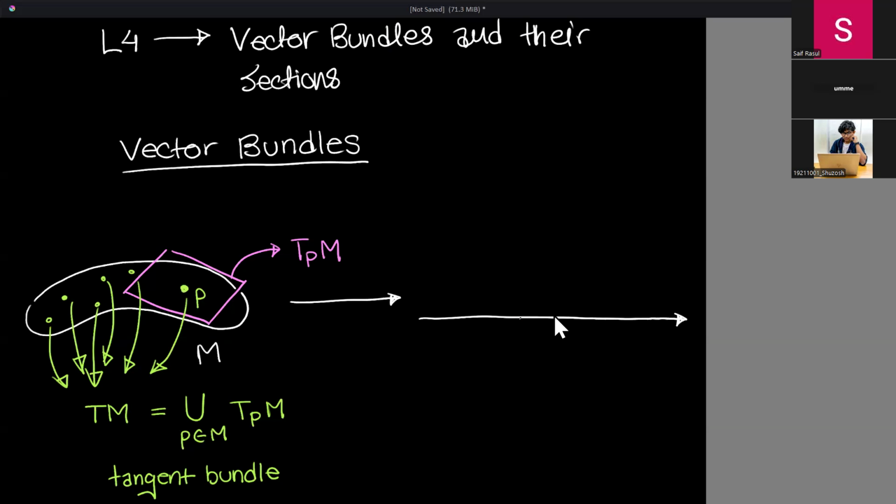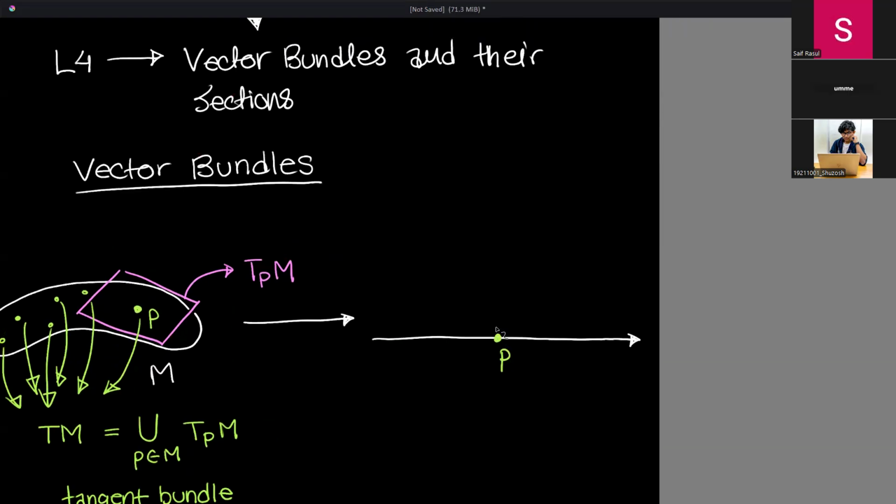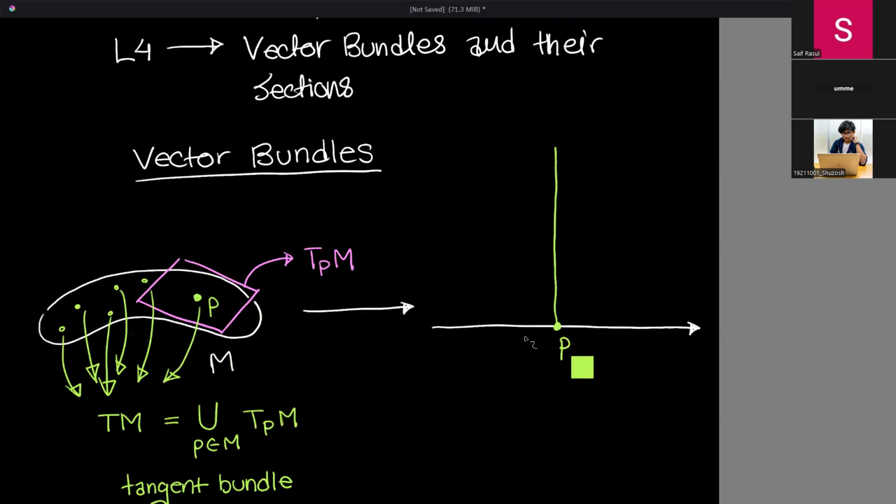So think of, let me put that in the same color that I had it before. So let's put it in P. So then we can think of this vector space. Let me color it in the same color. So this is that same vector space.